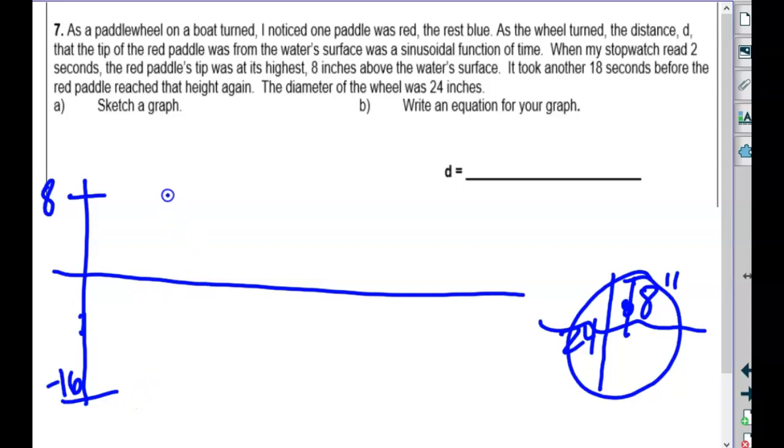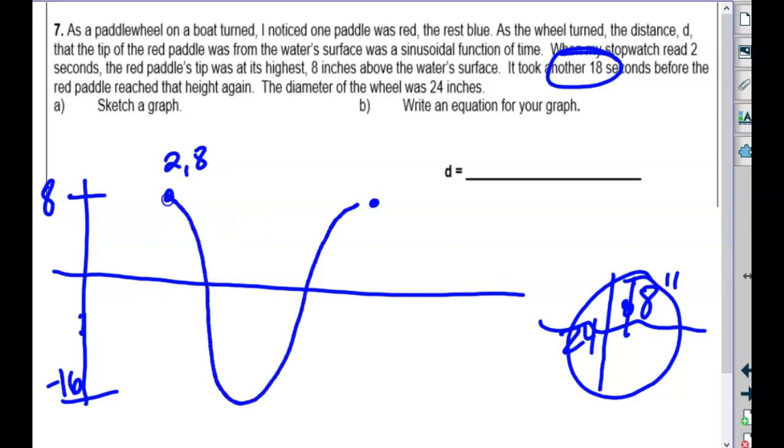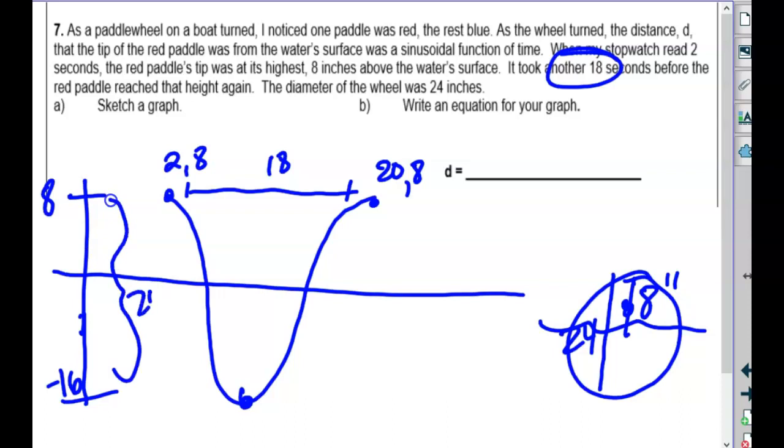When the stopwatch read 2 seconds, it was 8 inches above. In another 18 seconds before it reaches that height again. So it goes, 18 seconds go by, which would be at 20 seconds, it's back at 8. But it goes down in between there. The diameter is 24, okay? So what's the amplitude? 12 and 12, which makes the midline where 12 above this would be negative 4. Okay, so the amplitude was 12.